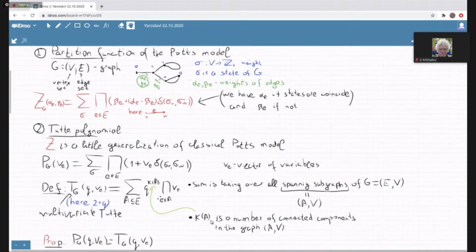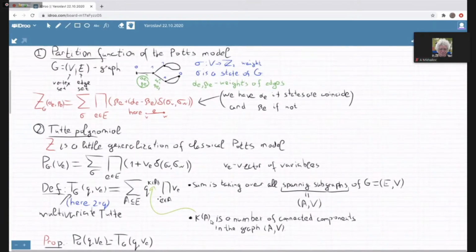Yeah, so I think all definitions are now on the screen. Okay, this is the setup. I have a graph and I have weights, I have states of this graph, and I sum over all states of the graph, with weights of vertices. And this is the connection with a standard, no, not standard, but multivariate Tutte polynomial.